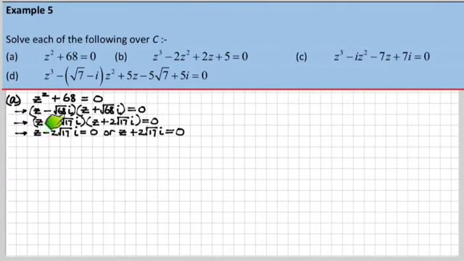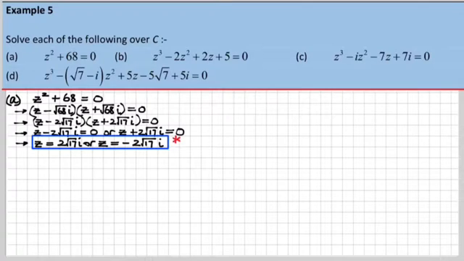Right, root 68 is 2 root 17, yes? It is, yes, because 68 is 4 times 17. Take the 4 out of the square root to get a 2, yeah? And you get that, and therefore you've got this, and therefore you know that Z is 2 root 17i, or minus 2 root 17i. Wait a minute, where's the i gone? Just a minute. That's better.